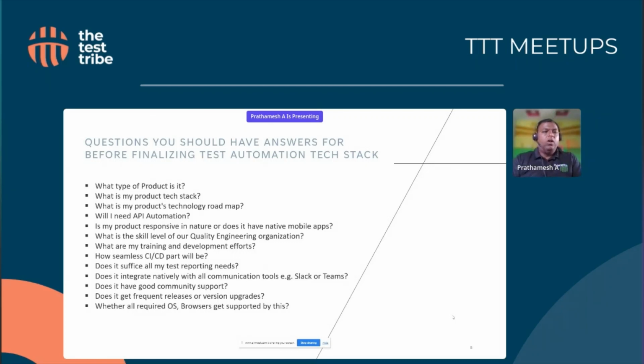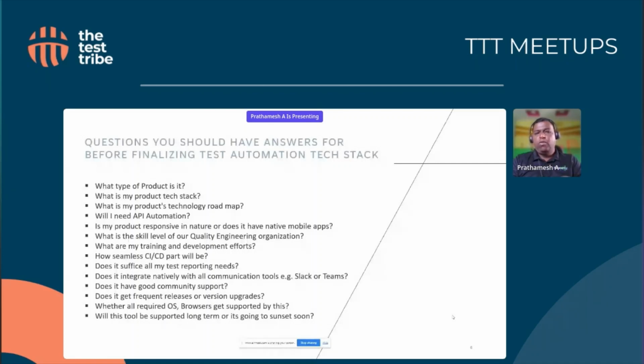Whether all the required OS and browsers are supported. As we talked about the ability of our test automation to execute across multiple environments and multiple platforms, that is where you should also have this particular point covered: whether it has the ability to support all the OS, which can be Windows, iOS, and all the browsers, whether it is Safari, Edge, or Chrome. Does it have the ability to support all these?